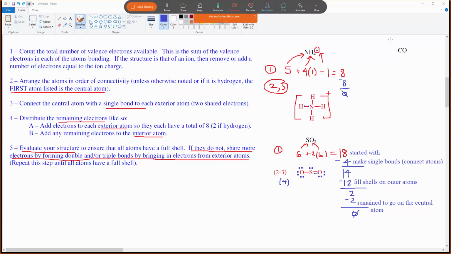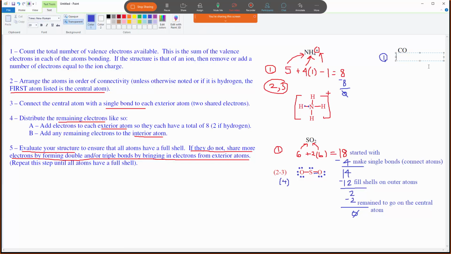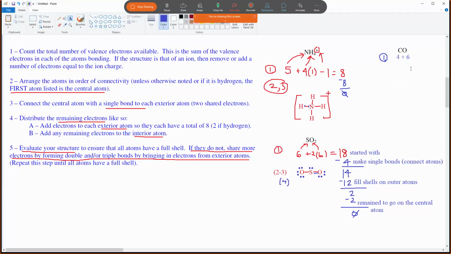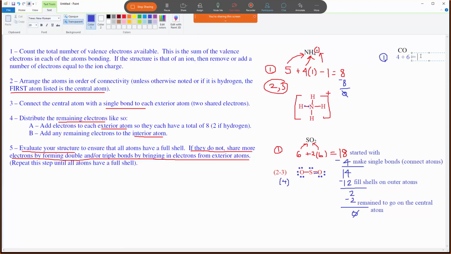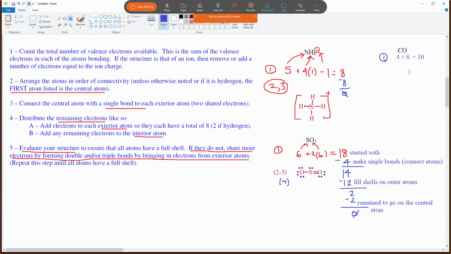Okay, let's do our CO here. That looks simple enough, right? Shouldn't be a problem, hypothetically. All right, step 1, how many valence electrons does my CO have? 10, perfect. I've got 4 from that carbon, and I have 6 from that oxygen because carbon's in group 4 and oxygen's in group 6. So I have a total of 10 valence electrons available.